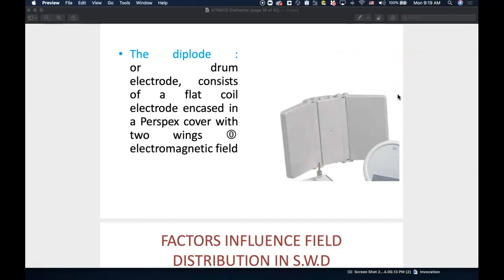muscle, and that energy is going to be delivered over three different places: the central portion and the lateral and medial portions of that particular muscle. So you can get a larger treatment area with this diplode method. Again, a capacitive method. This isn't going to touch the patient's skin, right? We would cause burns. It's going to be about 3 to 6 inches away from the patient's skin.